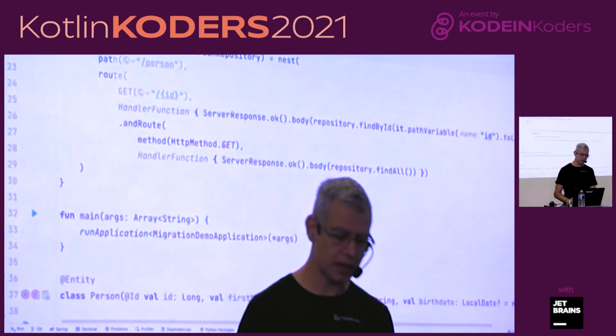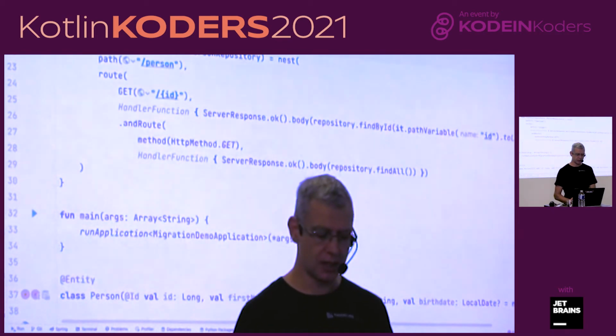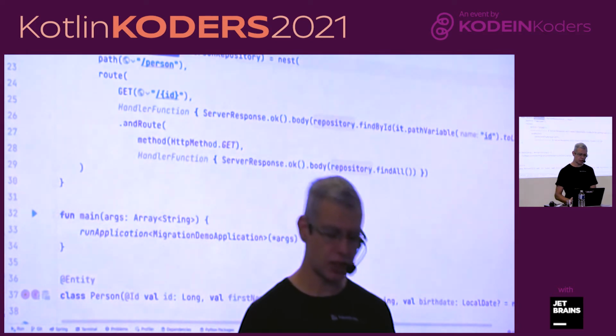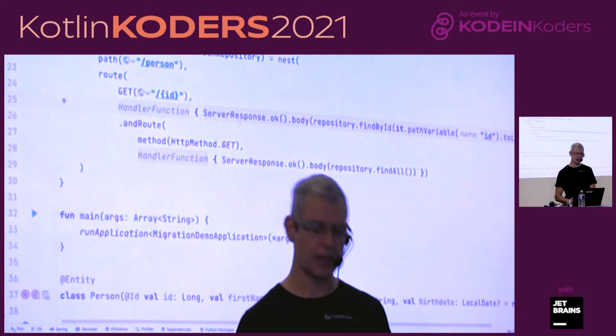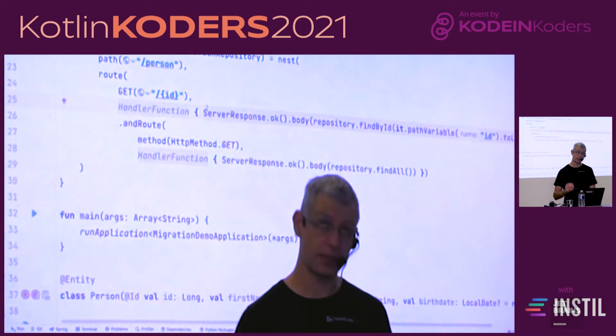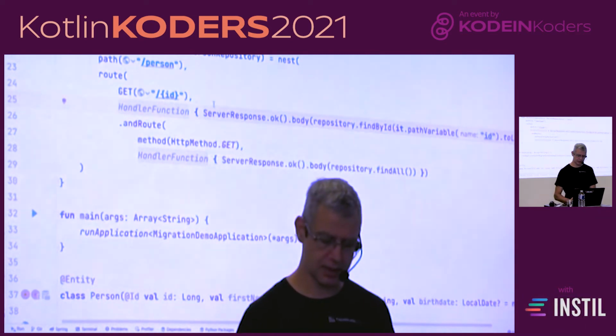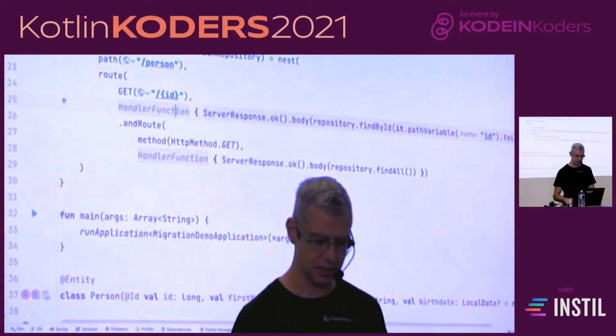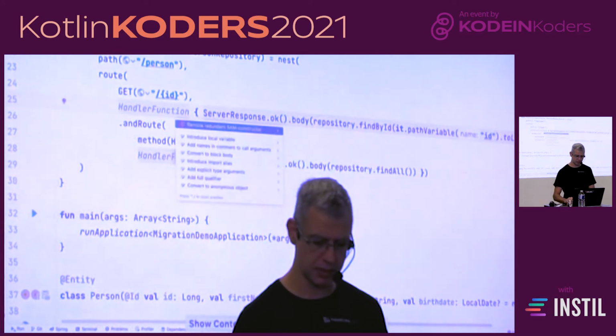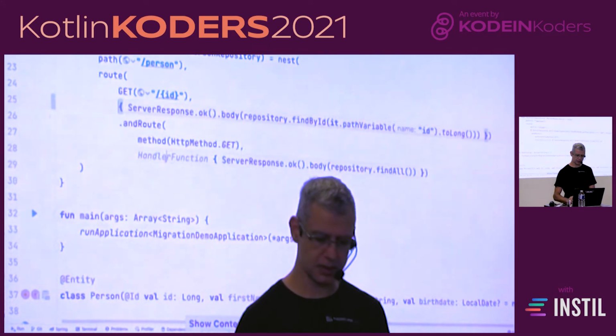And now I'm using this route stuff. So I'm doing exactly the same. I'm injecting the repository, and then I'm associating a path with a handler function that accepts a server request and returns a server response. And even here, IntelliJ tells me, hey, you can remove it, it's not necessary anymore.